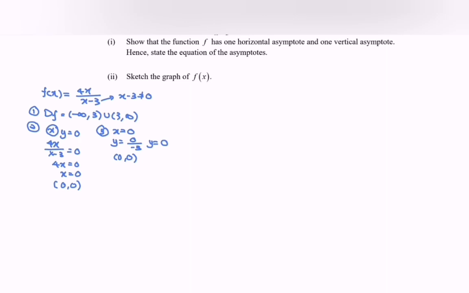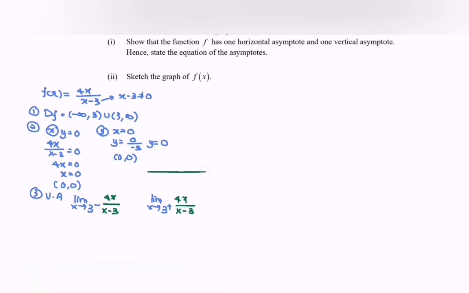Next is to find the limits. Number 3, vertical asymptote. Limit when x approaches 3 from the left. Limit when x approaches 3 from the right. Can we substitute into the function? We have 4x over x minus 3.